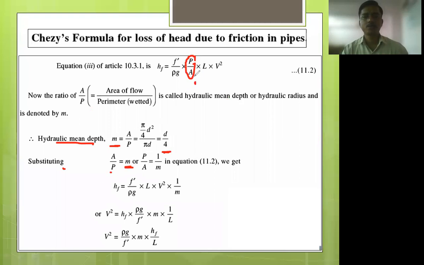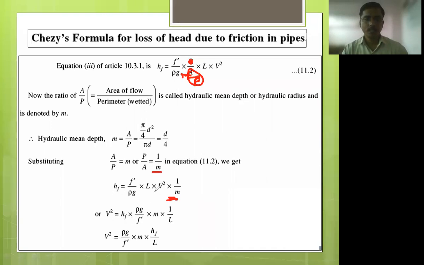Substituting this A by P equal to M in this equation, you can see here it is P by A, it is not A by P. If I take this P here, it can be written like this. I can take the P from the top to the bottom here. And now it has become A by P. Now here instead of this I can write m, so 1 upon m. This A by P is nothing but 1 upon m, so I have put it here in this equation.